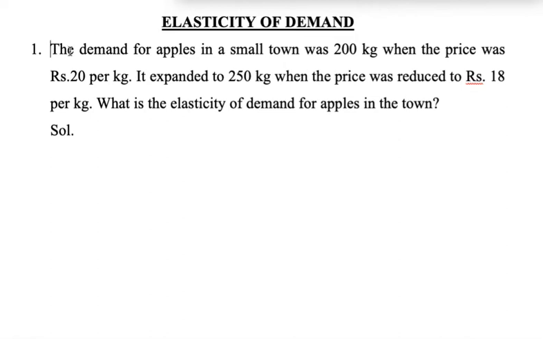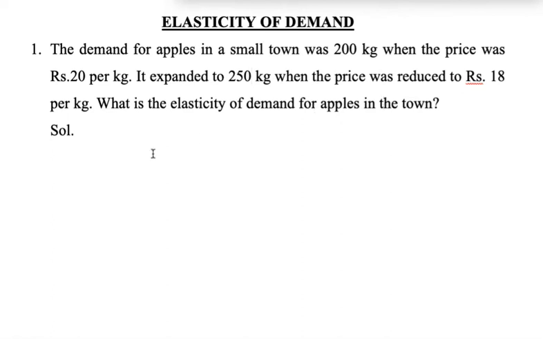The problem is: the demand for apples in a small town was 200 kg when the price was rupees 20 per kg. So this was the demand at price 20 rupees per kg. It expanded to 250 kg when the price was reduced to rupees 18 per kg. So when the price was reduced, demand expanded from 200 to 250 kg. What is the elasticity of demand for apples in the town?